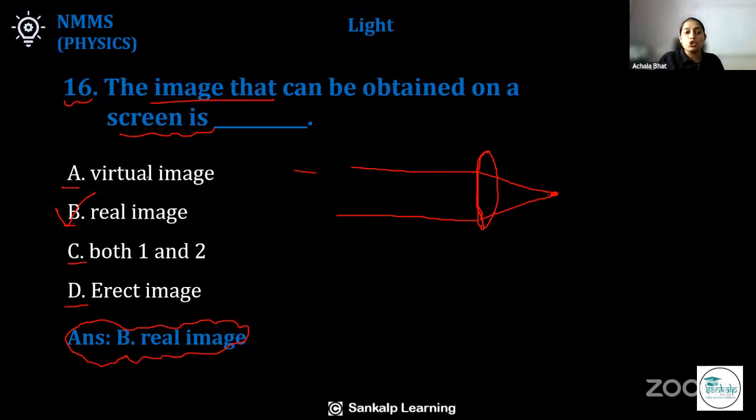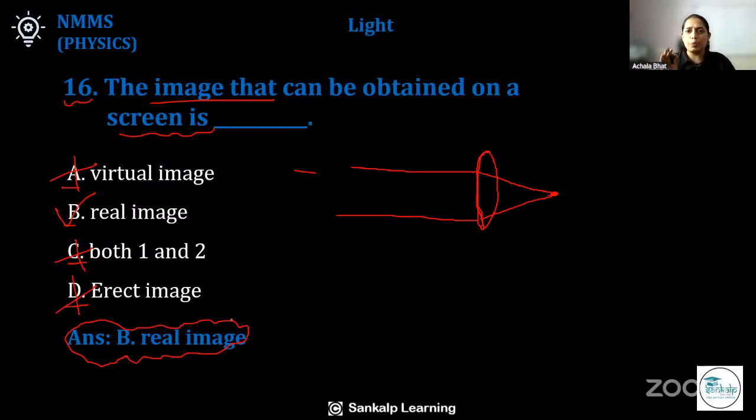But what happens in virtual image? In virtual image, light rays are not actually converging, but they appear to be diverging from one single point. Here, actually, they are not converging at any point in virtual image. They look like they are diverging from that single point. This is virtual image. C, both 1 and 2, is wrong, and D, erect image, is wrong. Erect image is formed when it is virtual image. Therefore, the correct option is option B, real image.